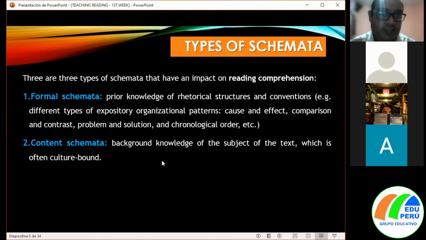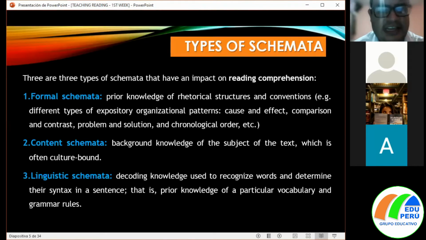Now remember that you can answer using the chat or using your microphones, all right? And the third one is the linguistic schemata. Decoding knowledge used to recognize words, this is what you told me, to recognize words and determine their syntax in a sentence, that is, prior knowledge of a particular vocabulary and grammar rules. Notice here the grammar rules, the syntax. This is what we were talking about in the last session, no? To recognize words and determine the syntax in a sentence.